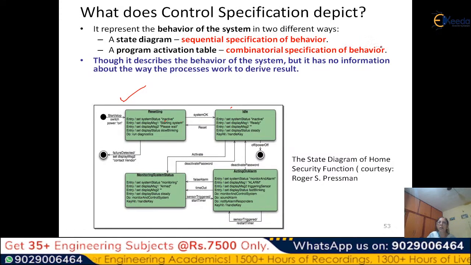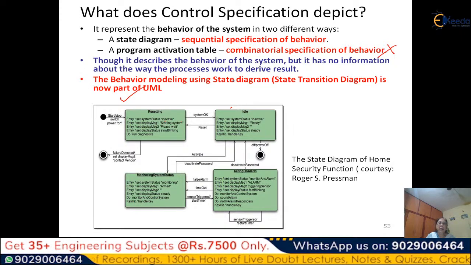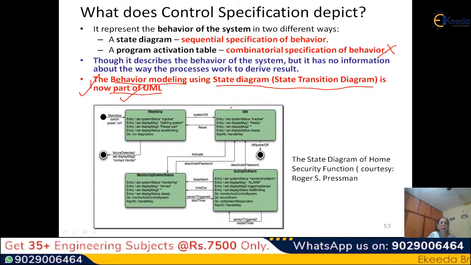Nowadays we are not using this program activation table, so you can just forget it. Just for completion I had written it. It describes the behavioral modeling. So now what we are basically doing is we are using the state transition diagram or state diagram as it is part of the UML, Unified Modeling Language, and it is now part of the behavioral modeling of the system. So as part of this, we will look at it. So this is just a diagram.